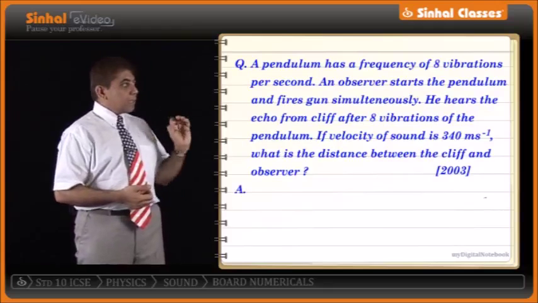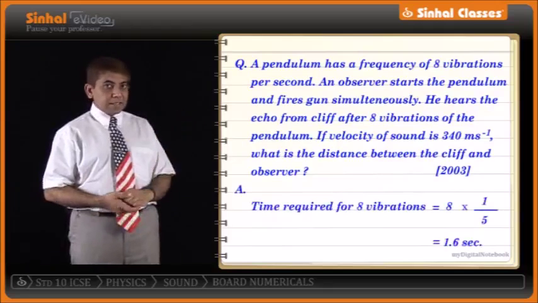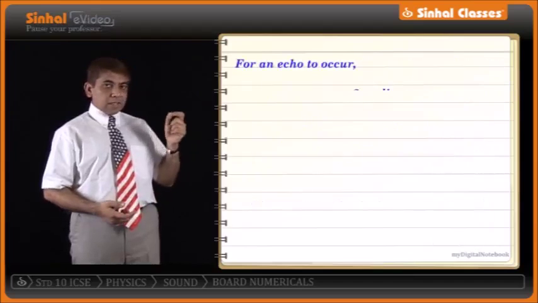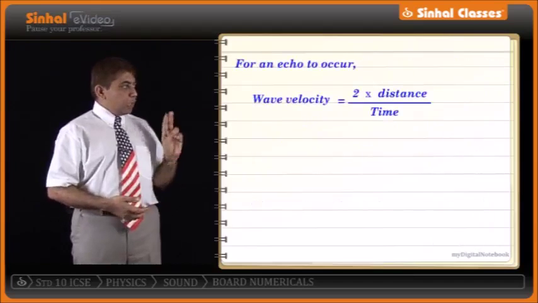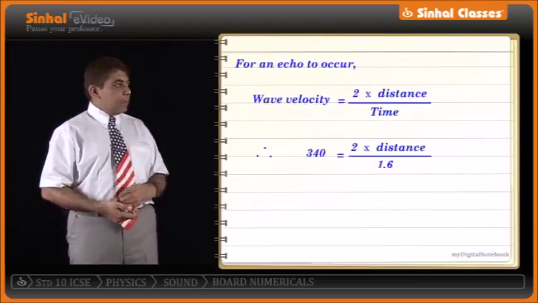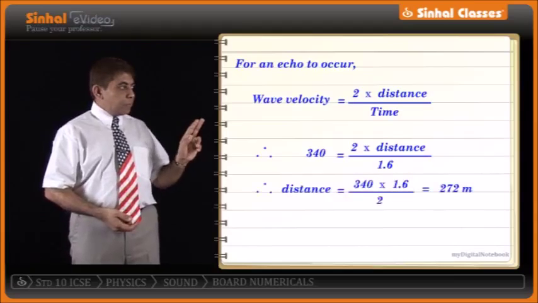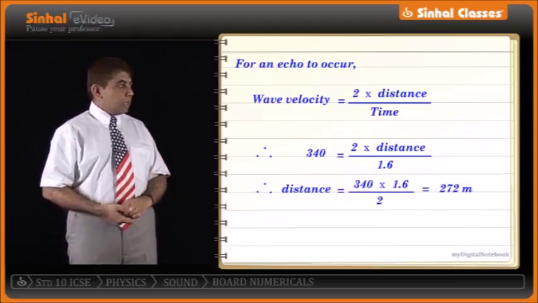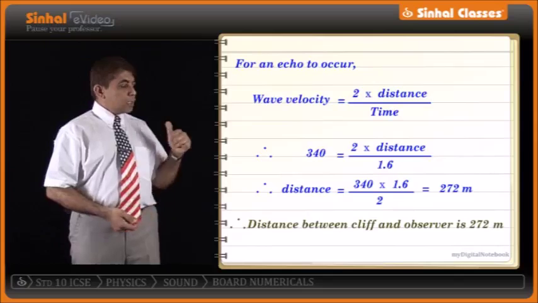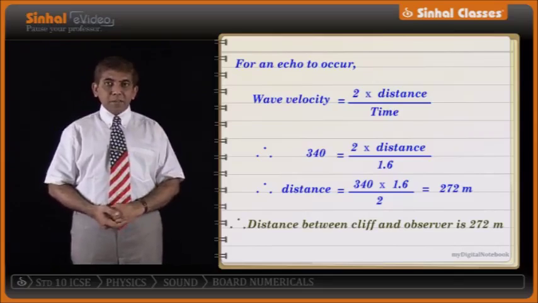We say that the time required for 8 vibrations is equal to 1.6 seconds. We know for an echo to occur, wave velocity is equal to twice distance upon time. So 340 is equal to twice distance divided by 1.6. As a result, we get the distance is equal to 340 multiplied by 1.6 divided by 2, equal to 272 meter. So the distance between the cliff and the observer is 272 meter.